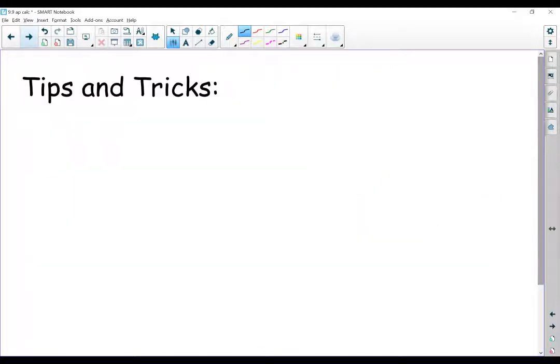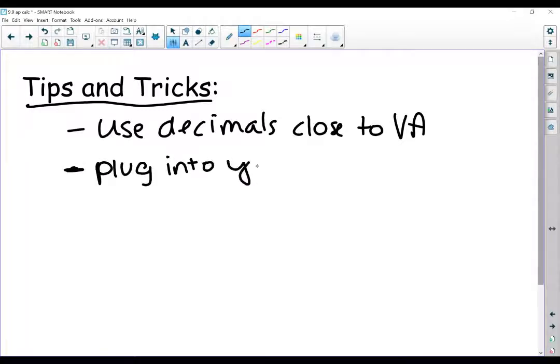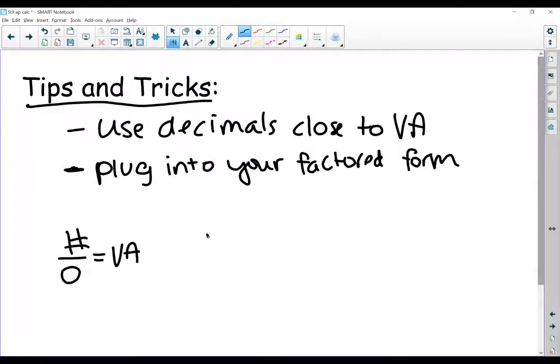Okay, so some tips and tricks. Use decimals close to your vertical asymptote. And then the other thing I'm going to say is plug into your factored form. And then just a reminder, if you get a number over 0 in your limit, that usually means there's a vertical asymptote. If you get 0 over 0 in your limit, that means there's a hole, okay? It's two different situations that you need to recognize because the process of how to handle it is different.